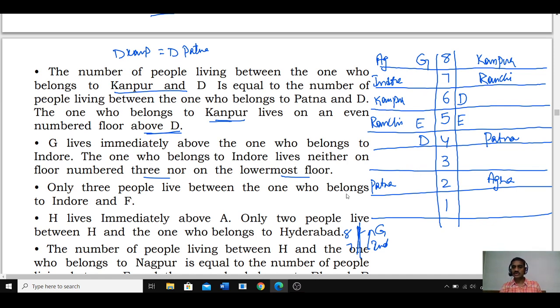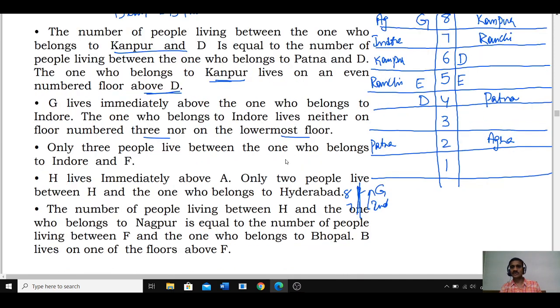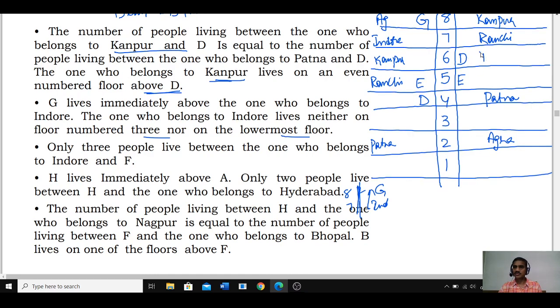ఈ సెకండ్ కేసులో ఇండోర్ ఈజ్ నాట్ ఆన్ గ్రౌండ్ ఫ్లోర్ అని చెప్పేశాడు. ఇక్కడ ఇండోర్ నైదర్ లీవ్స్ ఆన్ ఫ్లోర్ నెంబర్ 3 నార్ ఆన్ ద లోవర్ మోస్ట్. ఇండోర్ ఇక్కడ ఉండకూడదు. 1 2 3 4. కనుక ఈ రెండు ఇక్కడ ఇండోర్ ఉంటే ఇక్కడ G ఉండాలి, నాట్ పాసిబుల్. హెన్స్ ద పర్సన్ హూ లీవ్స్ ఆన్ ద 6th ఫ్లోర్ ఈజ్ ఇండోర్.